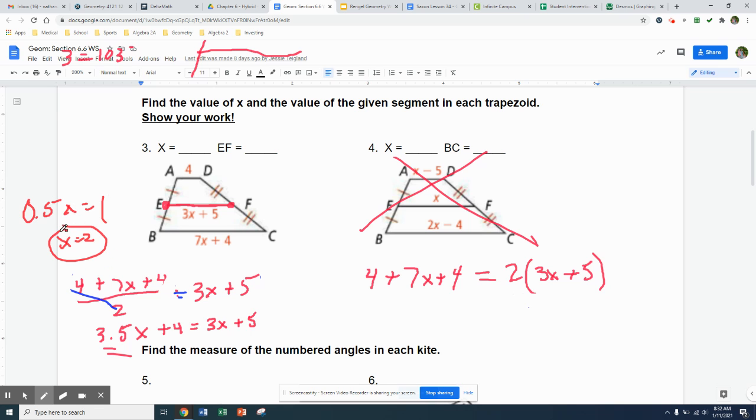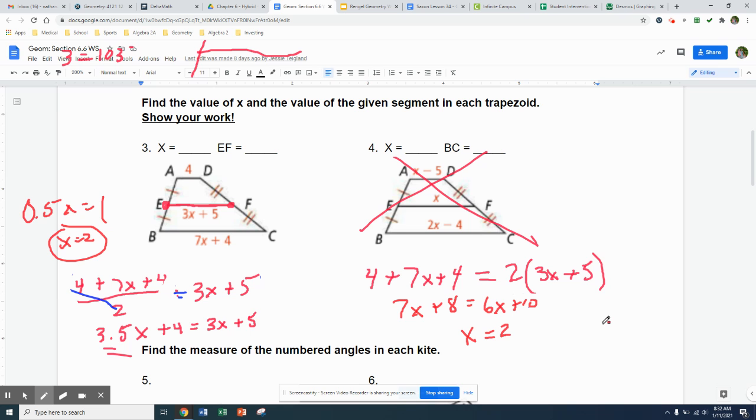I just want to show you the algebra over here. You're still going to get 2 on this side. So we're going to get 7x plus 8 is going to equal 6x plus 10, and all I did is the distributive property there. Then I'll go ahead and get my x's collected. Subtract 6x over, subtract 8 over. We're still going to get x equals 2.